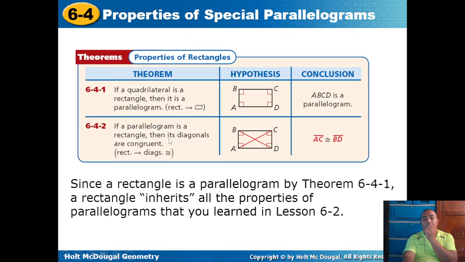If a parallelogram is a rectangle, then its diagonals are congruent. So the diagonals of rectangles are congruent: segment AC is congruent to segment BD. Now, since a rectangle is a parallelogram by theorem 6-4-1, a rectangle inherits all the properties of a parallelogram that you learned. So all the properties of a parallelogram are also the properties of a rectangle.